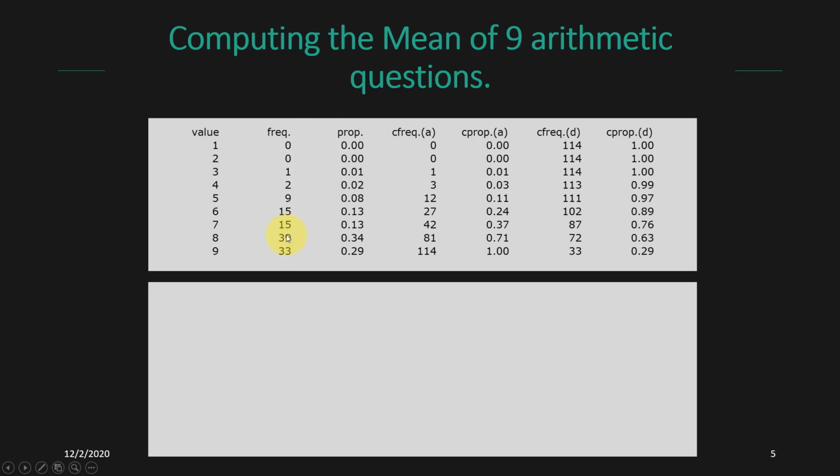And then we're turning this frequency into just a proportion. So 33 was 29% of the total sample. So this column is really just the frequency divided by the number of observations that there are.